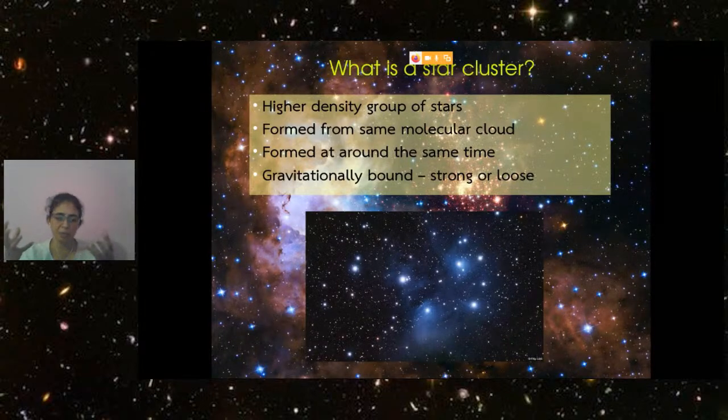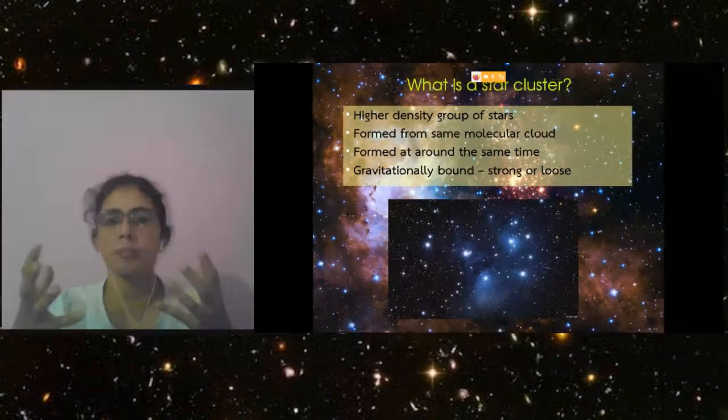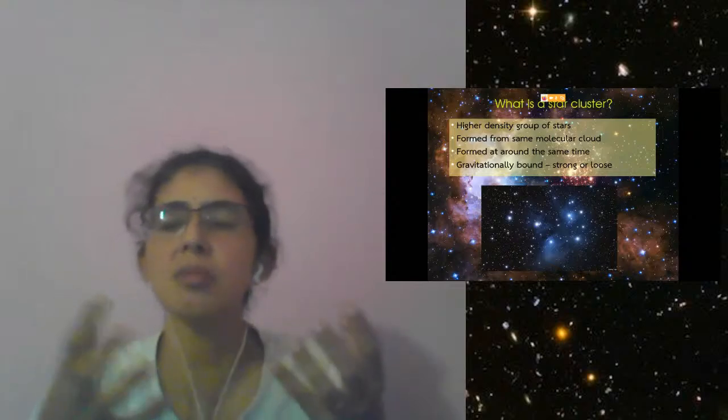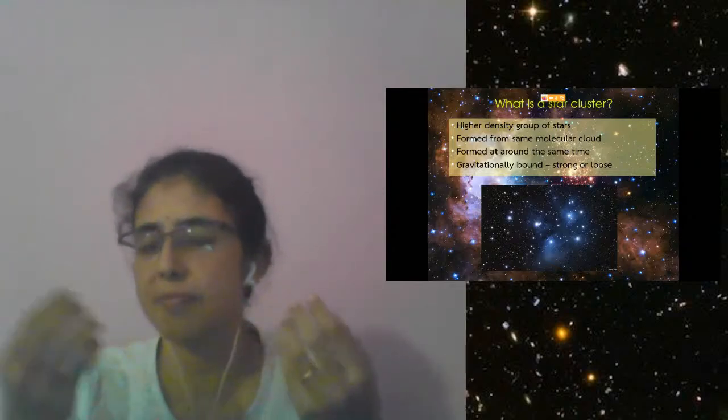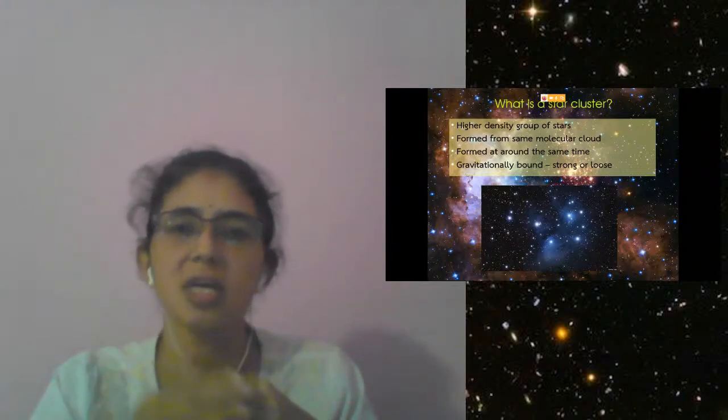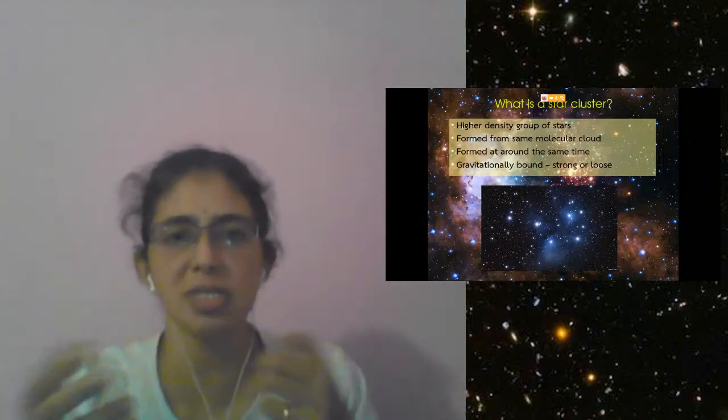Initially people were wondering, can you form a single star from one cloud? But now we know almost with certainty that you cannot form stars in isolation. There is always some process by which there is fragmentation of the molecular cloud, leading to the formation of a cluster of stars. So a cluster of stars is a group of stars formed from the same molecular cloud at around the same time. When you say around the same time, there may be a few hundred or 100,000 year difference, but in the overall time scale this does not matter much. So we say they formed almost at the same time.